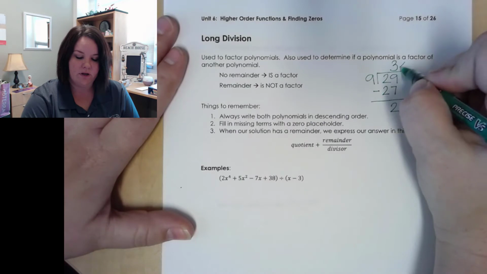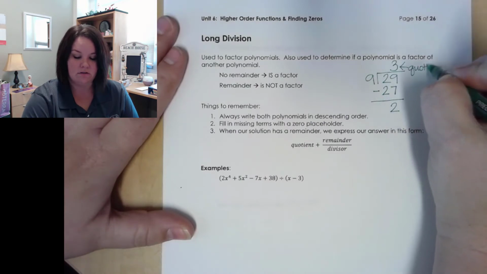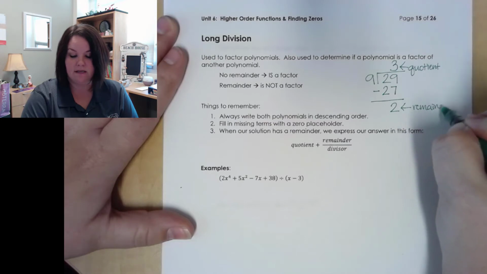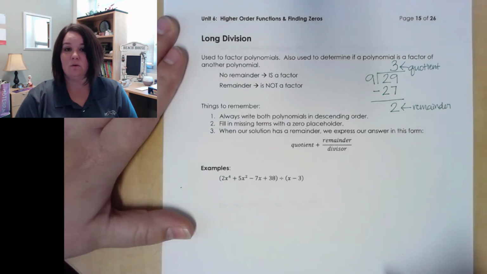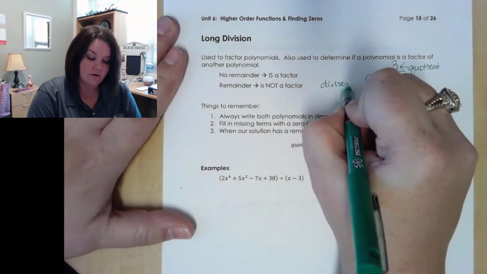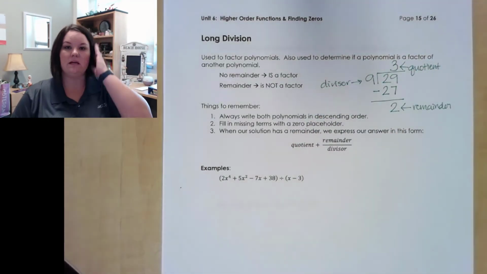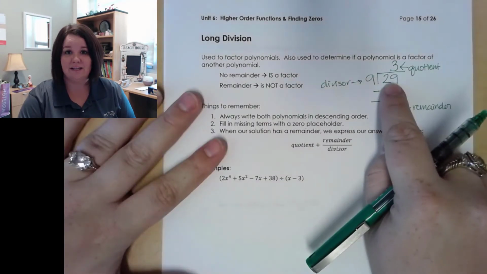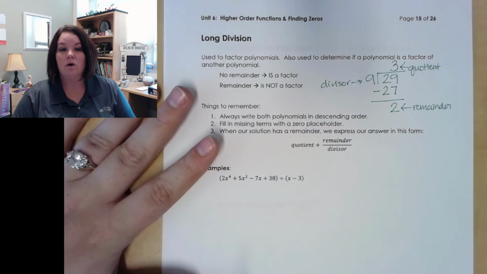Okay, so I want to go ahead and label what these things are. The thing on the top, we call this our quotient, right? What's left over down here, we call our remainder. And the thing that we are dividing by, we call our divisor. Okay, so these are all words we need to be conscious of, right? And then the number under here is our dividend, right?